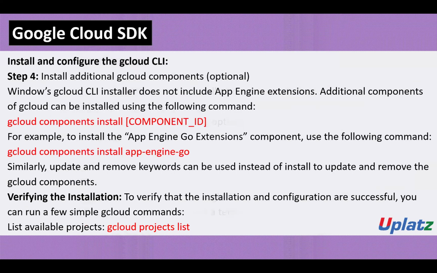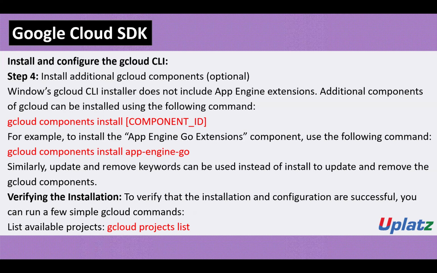Now, once you're done with that, install the additional gcloud components. The Windows Google Cloud command line interface installer does not include the App Engine extension. So additional components of gcloud can be installed using the following commands. What is the command? gcloud components install, and supply the component ID. For example, to install the App Engine Go extension component, use the following command: gcloud components install app-engine-go. Similarly, the keywords update and remove can be used instead of install to update and remove the gcloud components.